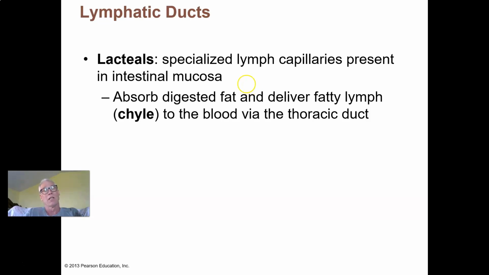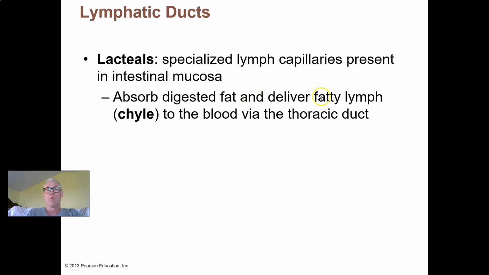Just as an aside, lacteals are specialized lymph capillaries, blind-ended capillaries that are found in the intestinal walls. The mucosa of the intestines, there are villi, little finger-like projections in the walls of the intestine to create surface area to capture lots and lots of nutrients that we want to absorb. And within those villi are specialized lymphatic capillaries called lacteals. And they're going to collect all the fats.